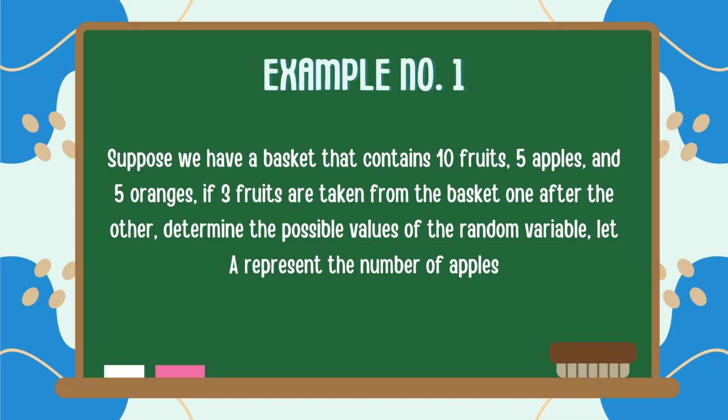Now, let's have an example. Suppose we have a basket that contains 10 fruits, 5 apples, and 5 oranges. If 3 fruits are taken from the basket one after the other, determine the possible values of the random variable. Let A represent the number of apples. Construct a probability distribution and answer this.